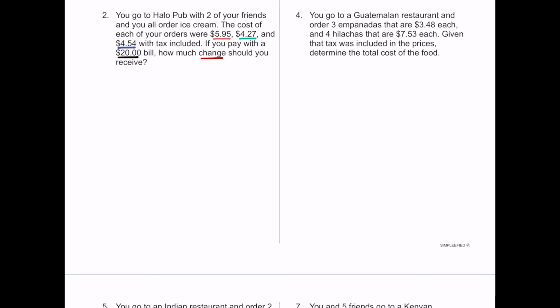So let's go ahead and take each of the prices. So the first price is going to be $5.95. The second price is going to be $4.27.